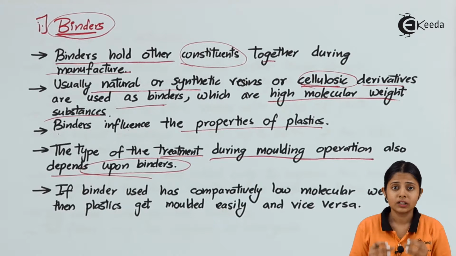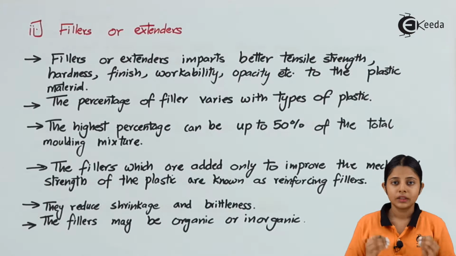But instead of that, if I have binders which are not very high in molecular weight, then they will melt easily because there will be no complex bonds between them. And since they start melting easily, the plastic will also in turn melt easily. And that is the reason why we can just pour this plastic into delicate molds and we can unmold it very easily as well. The second thing we are talking about are the fillers.